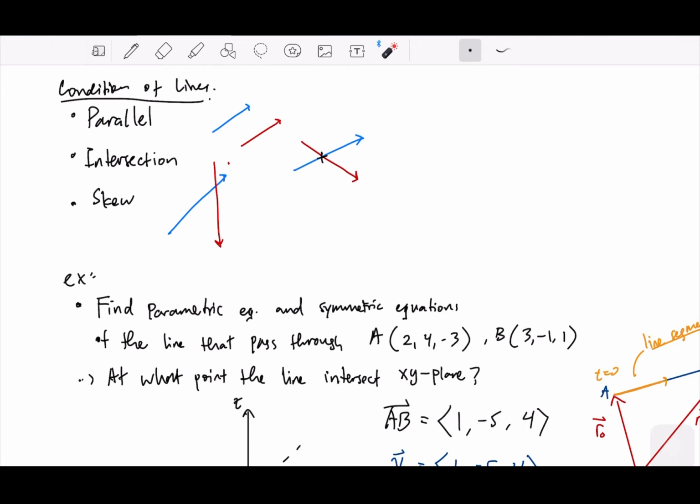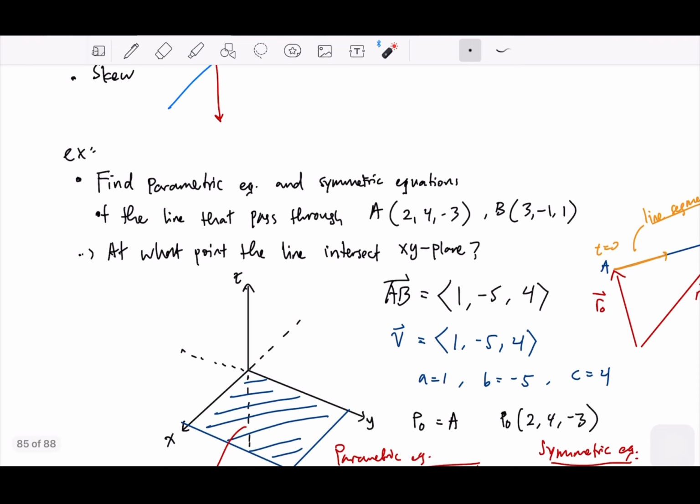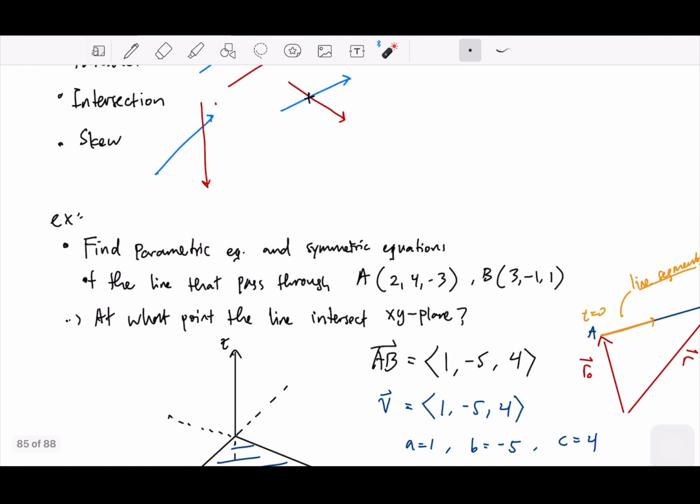And we have at least three conditions. Parallel, which has the same direction. Intersection, which has one point where they are equal. And then skew. Skew means not parallel and not intersecting.